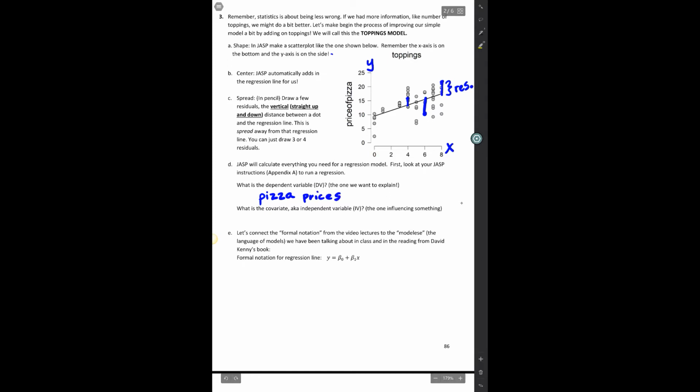So what is the covariate, or aka the independent variable? Covariate is just another way of saying independent variable. Well, in this model, what do we think is influencing the price of the pizza? So in this case, our independent variable or covariate is going to be the toppings.